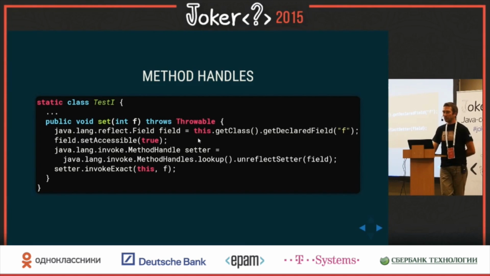Well, another way which is possible since Java 7 is to use method handles to change final fields. It works in a similar way to reflection. First we get a field, and then we can get from the method handles a method handle setter, and by invoking the setter we can change the value of this field.